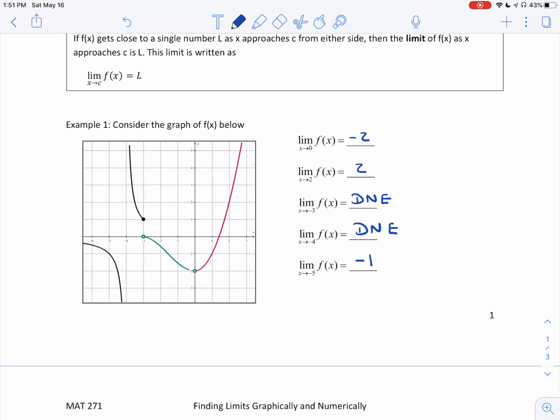Okay, so that's the basic idea behind finding limits from graphs. We can just follow the curve of the graph, and if both sides match up, then our limit is going to exist.